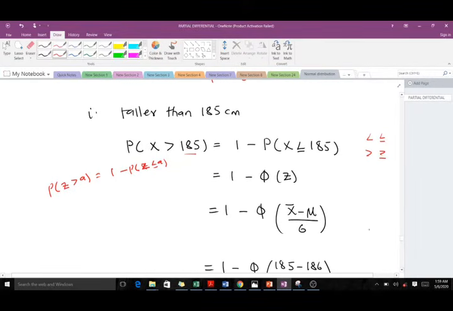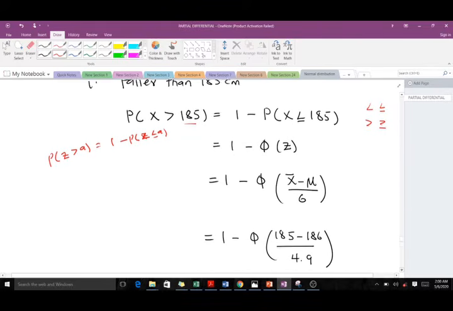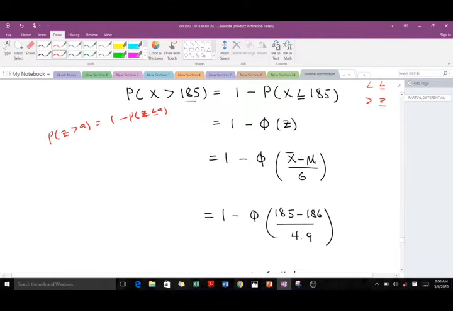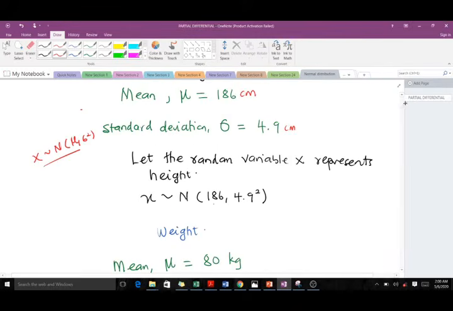And this is the same as 1 minus phi of z. But our z is a z-score. And remember in our earlier discussion, I said it's given by x bar minus mu over sigma. So in this question, our x bar is 185, as you can see here, and mu is 186, and the standard deviation is 4.9. So this is from the question, and these two you can see them here. Check them out. So you see here 186 and 4.9.